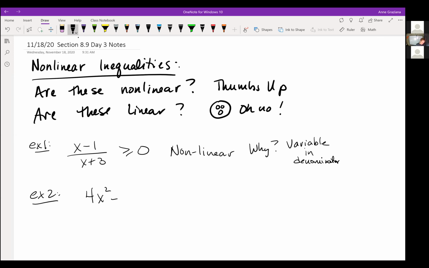4x squared minus 3 less than, let's say 2. Linear, nonlinear? Thumbs up if it's nonlinear. Oh no if it is linear.